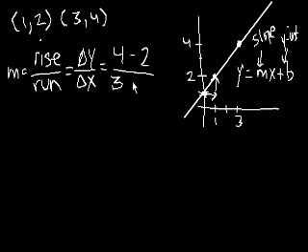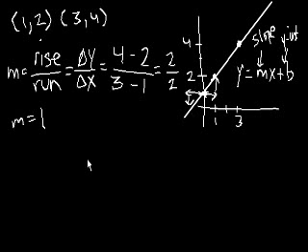Over 3 minus 1. And that's just this 3 minus this 1. So if we just solve for it, we get 4 minus 2 is 2, and 3 minus 1 is also 2. So we get the slope is equal to 1. And that makes sense, because when we move over 1 in x, we go up exactly 1 in y. Or when we move to the left 1 in x, we move down exactly 1 in y.